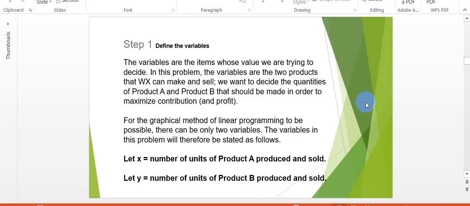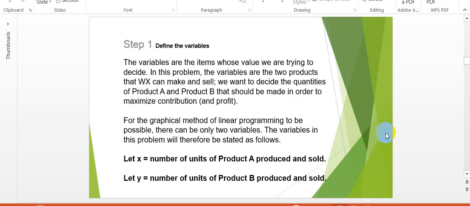So for the graphical method of linear programming to be possible, there can only be two variables. The variables in this problem will therefore be stated as follows. You can use any symbol to state your variables. In our case, we use X and Y. So we'll say let X be the number of units of product A produced and sold, while Y be the number of units of product B to be produced and sold.